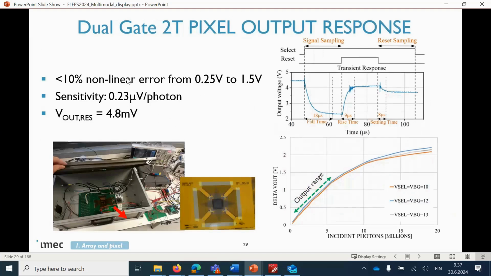You get below 10% nonlinear error for an output range, as you can see here, of 1 volt more or less. And you see also that the speed is relatively in good shape, below 40 microseconds. Even though it is a voltage mode pixel, the design allowed us to get this response.